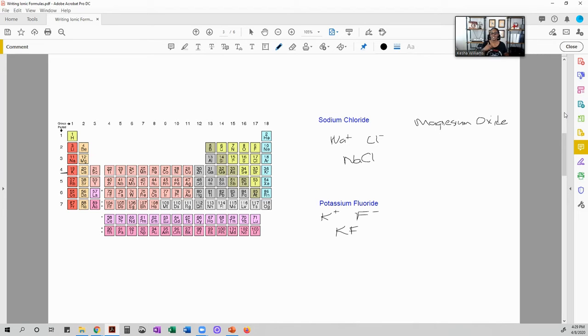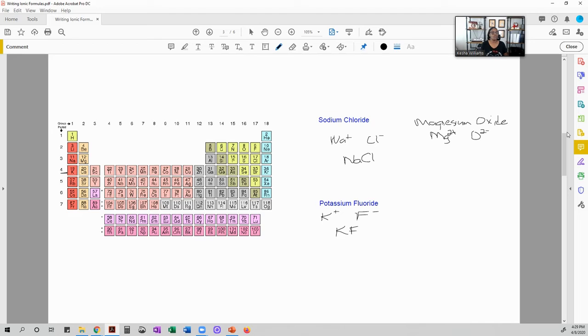Okay, this is an extra example. Magnesium is in group 2, and group 2 has a positive 2 charge. Oxide is in group 16. It also has a negative 2 charge. Now, they're still balanced. Positive 2 balances out the negative 2.